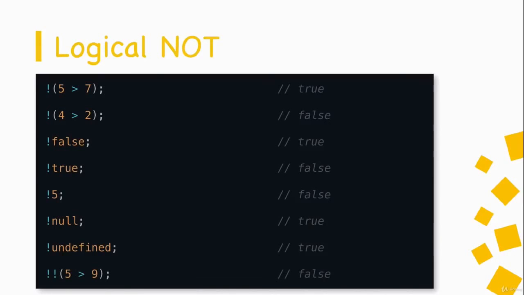Now here's the funny thing. If you have two logical NOT operators side by side, they actually cancel out one another. So logical NOT logical NOT 5 is greater than 9 ultimately returns false, because 5 is greater than 9 returns false, logical NOT false returns true, and logical NOT true returns false, which means they cancel each other out, and logical NOT logical NOT 5 is greater than 9 is actually the same as 5 is greater than 9, which ultimately returns false.